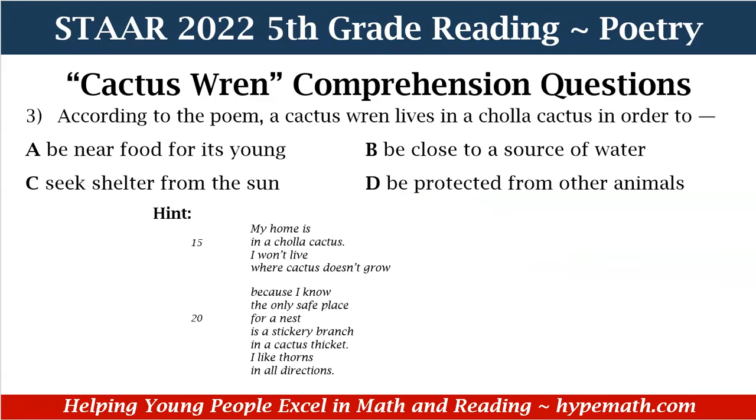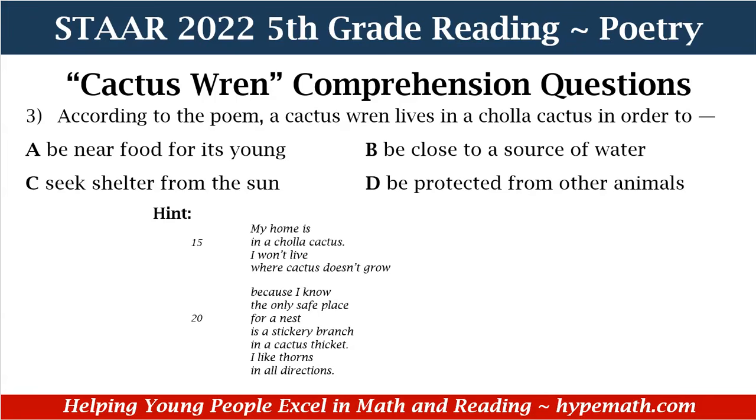Let's look at question number 3. According to the poem, a cactus wren lives in a cholla cactus in order to A, be near food for its young, B, be close to a source of water, C, seek shelter from the sun, or D, be protected from other animals. So let's look at our hint. My home is in a cholla cactus. I won't live where cactus doesn't grow because I know the only safe place for a nest is a stickery branch in a cactus thicket. I like thorns in all directions.